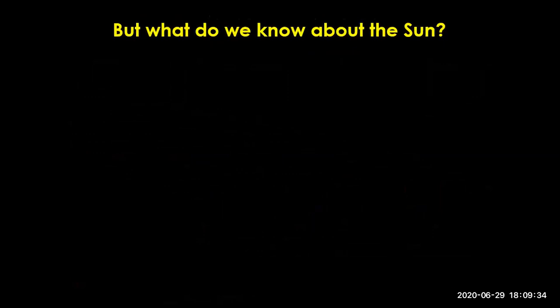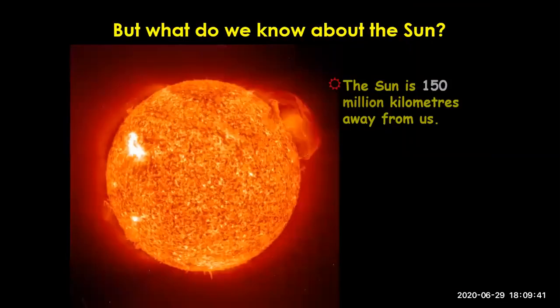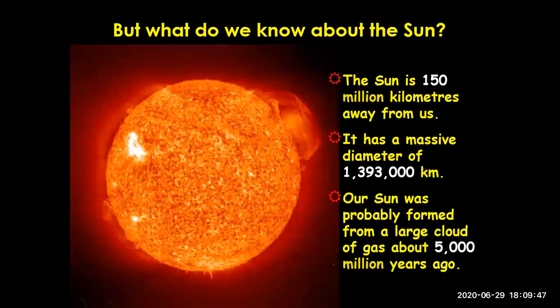But what do we know about the sun? The sun is 150 million kilometers away from us. It has a massive diameter of 1,393,000 kilometers, and our sun was probably formed from a large cloud of gas about 5,000 million years ago.